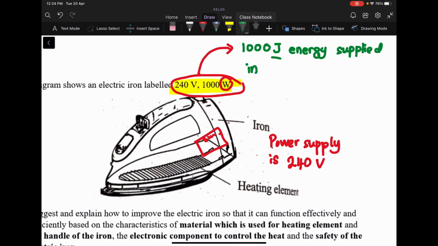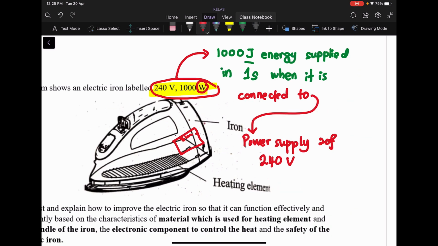in what? In 1 second, when it is connected to a power supply of 240 volt. That is the meaning of 1 watt. So we know that 1 watt is equal to 1 joule per second. So what is 1 watt? Power. The meaning of power is 1 joule of energy in 1 second.